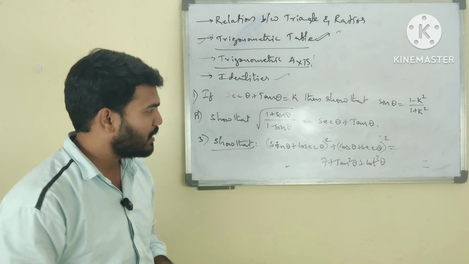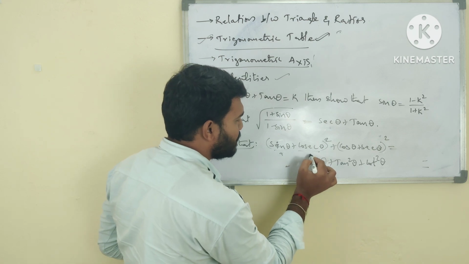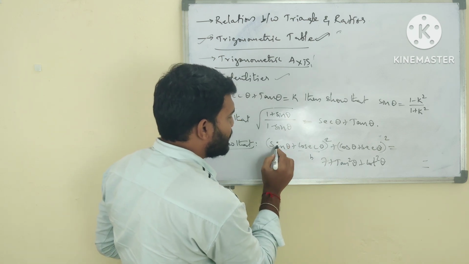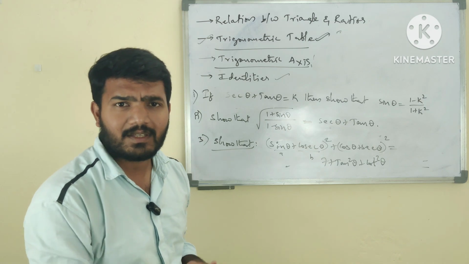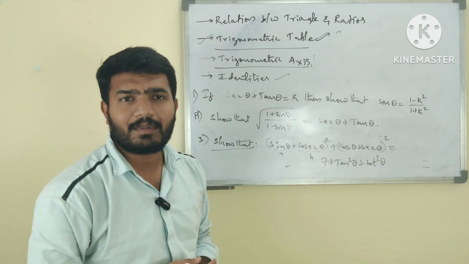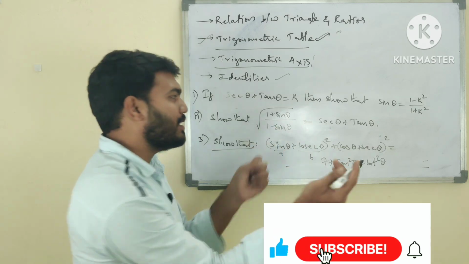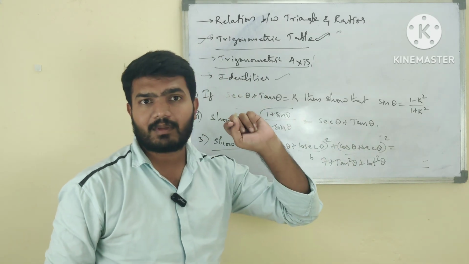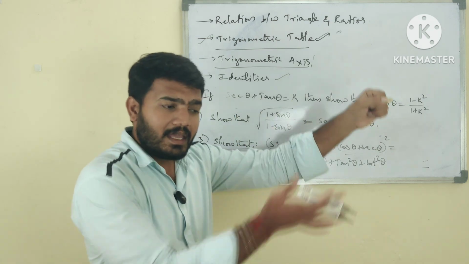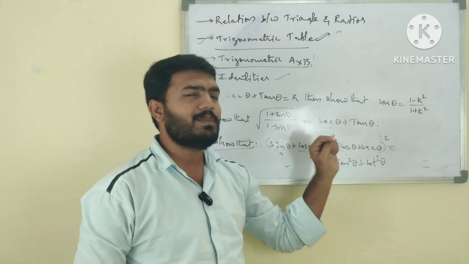Not that. You can generally see, if you consider this as A and this as B, so this is in the form of A plus B whole square. What is the formula? A square plus B square plus 2AB. According to that formula, we have to split, and here also the same thing, A plus B whole square, so A square plus B square plus 2AB. By simplifying that, you will get 7 plus tan square theta plus cot square theta.